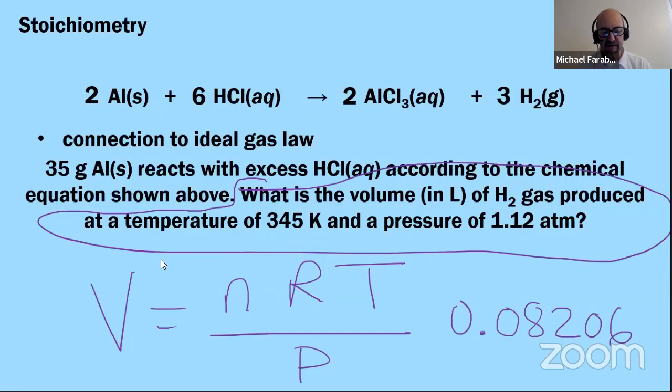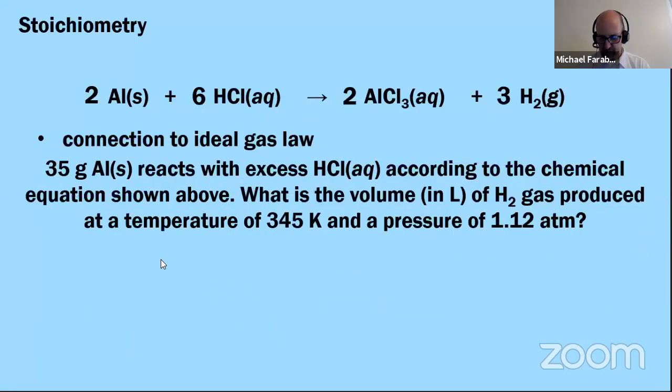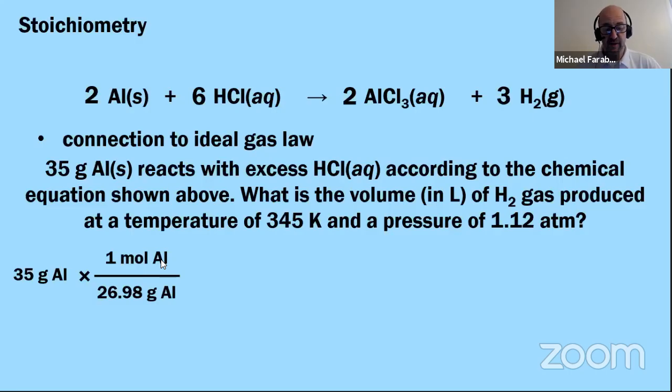But what I have to figure out is the moles. So where are the moles going to come from? That is going to be the stoichiometry. I've got to connect 35 grams of aluminum into moles of hydrogen. So we'll start off this problem by converting 35 grams of aluminum into moles. That's just the periodic table. Let's convert from moles of aluminum into moles of hydrogen. But now I'm not going to go to grams. I'm going to take that number and plug it into the ideal gas law.